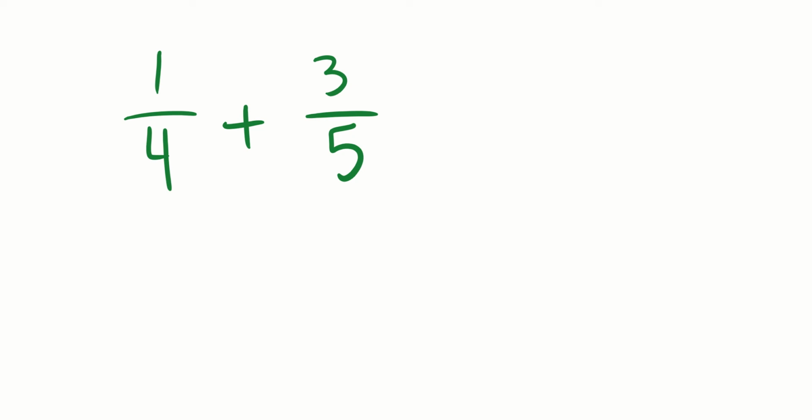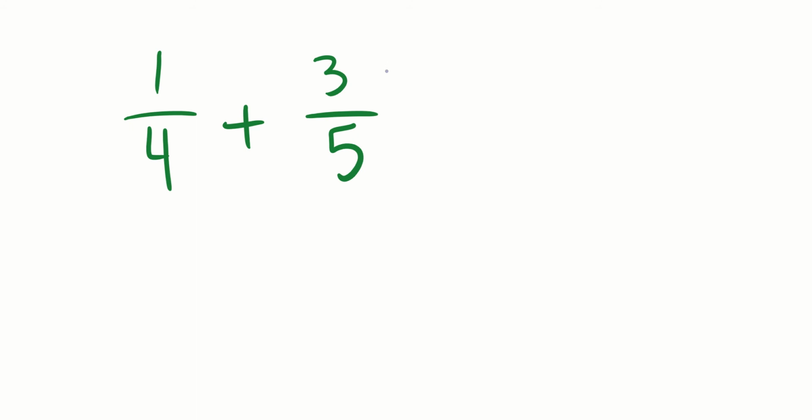In this scenario, the smaller denominator does not go into the larger one. 4 can't go into 5. And the number they can both go into is 20, which is just them multiplied by each other. So I'm going to multiply the denominators to the other fraction.